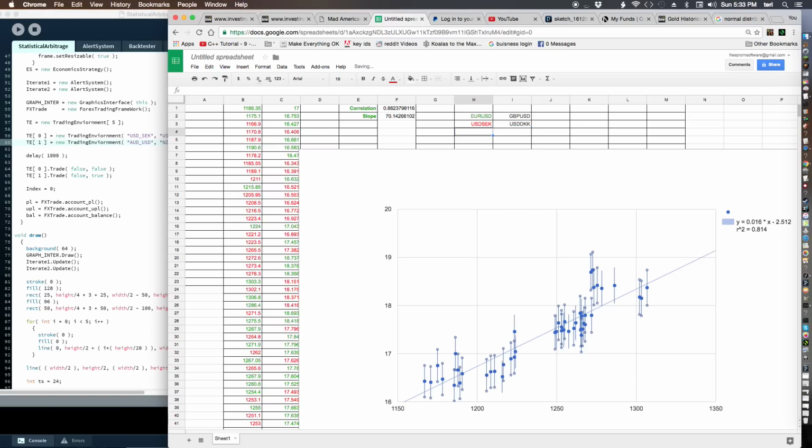Other ones that work well: Euro USD and US dollar Swiss franc, although you can expect the correlation to be inversed just because the dollar is the first currency in one and the quoting currency in the other, so they're opposites. You know what I mean. At least hopefully you should. So now New Zealand dollar, US dollar. Other ones are USD CAD and USD MXN.